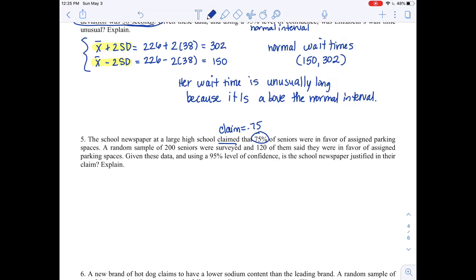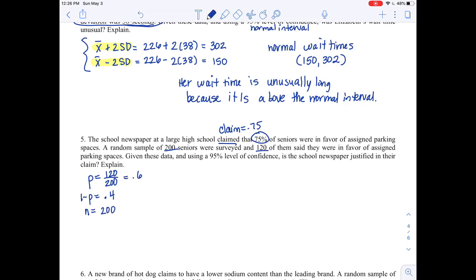A random sample of 200 seniors were surveyed, and 120 of them said they were in favor of assigned parking spaces. So your p-value is going to be the 120 out of the 200 seniors that were surveyed, and that comes out to be 0.6, okay? So p is 0.6. So we're going to center our window around that 0.6, and we're going to create, again, kind of a standard deviation, but in terms of proportions.